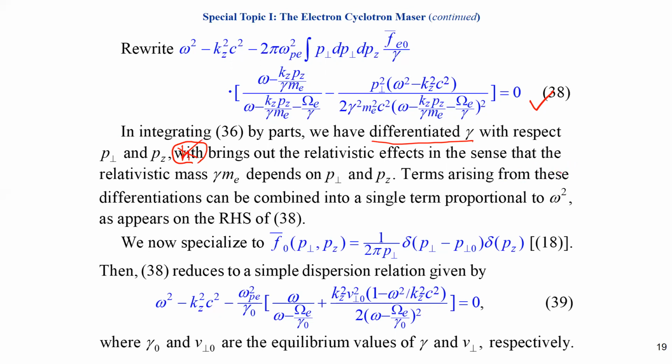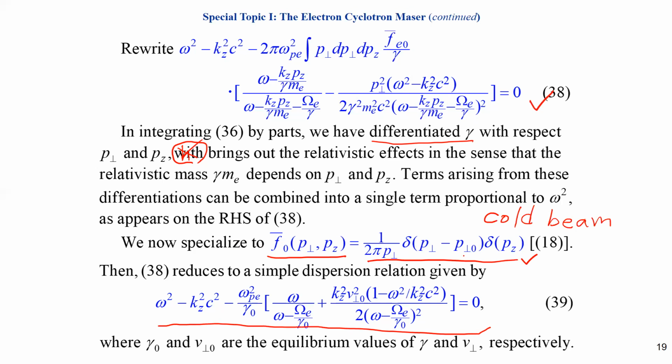We now specialize to a distribution. Just assume the ideal case. The ideal case of equation 38 is the cold beam. Why do we say it's a cold beam? Because the distribution does not depend on temperature, as the ideal case, a delta function. So we call it cold beam. Equation 38 reduces to a simple dispersion relation given by this one, where gamma 0 and V perpendicular 0 are the equilibrium values of gamma and V perpendicular, respectively. Interesting.